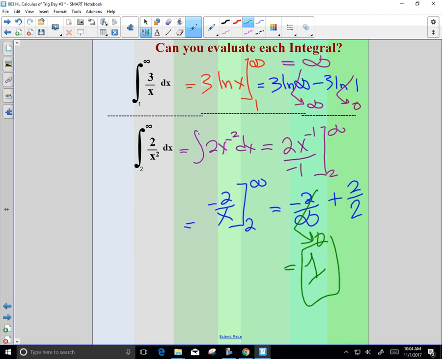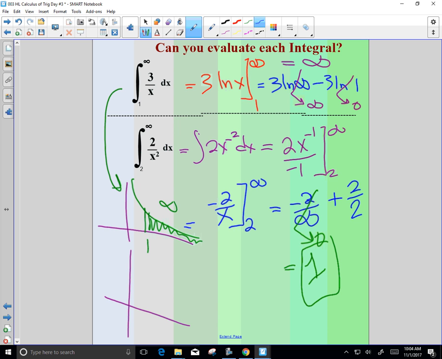Let's look at a picture quick. Not computing. You have 3 over x looks something like this. So if we went from 1 to infinity, they're saying that this area, this is for the first one here, that's going to be an infinite area. I can buy that. Now the next one has 2 over x squared. It's still, you know, this shape. But if you start at 2 here and go to infinity, this area is 1.